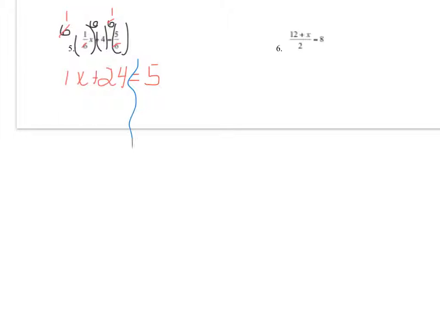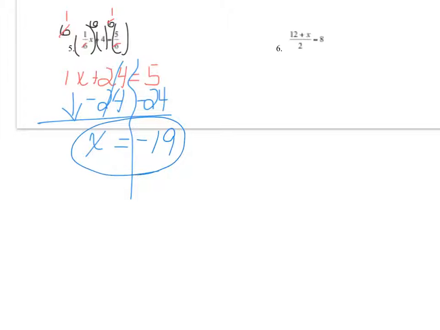Okay, draw my river. 24 and 5 are on opposite sides of the river, so I'm going to do an opposite operation here. Minus 24, minus 24. Bring down your 1x, or just an x. 5 minus 24 is negative 19. So x is equal to negative 19.